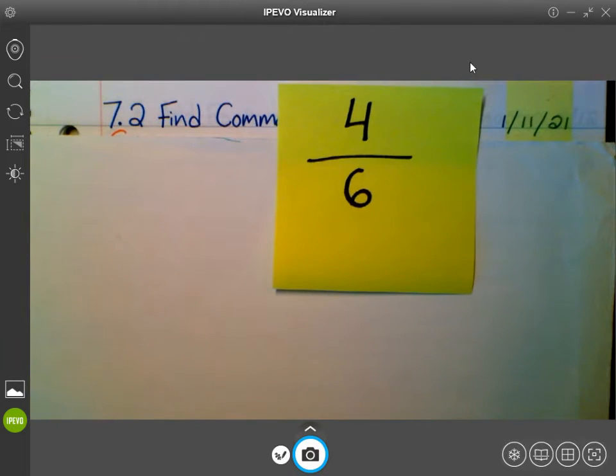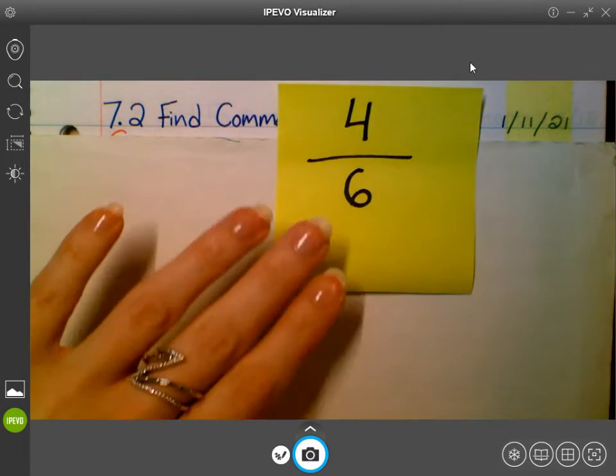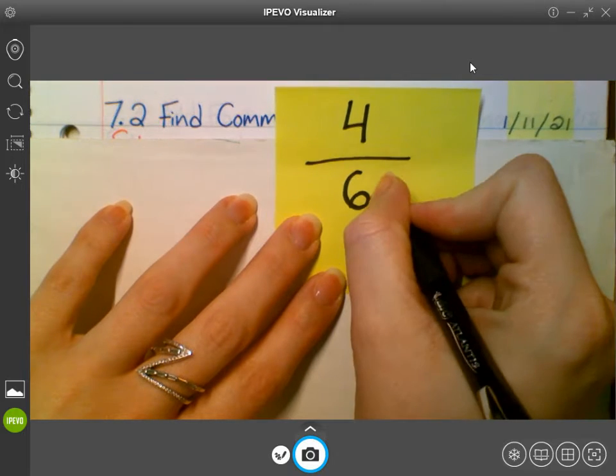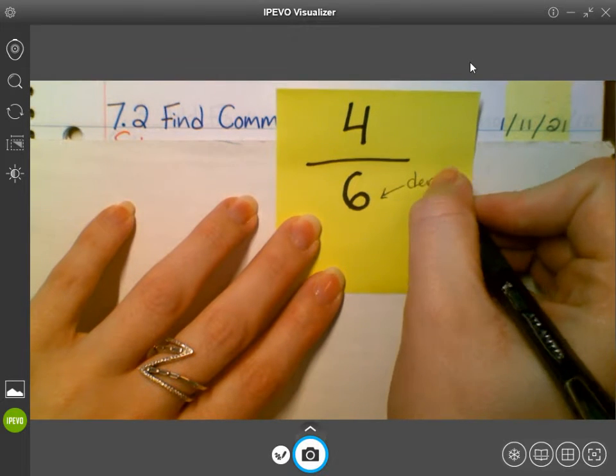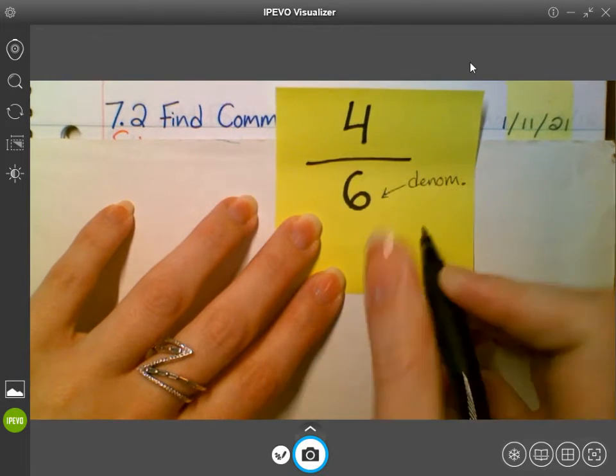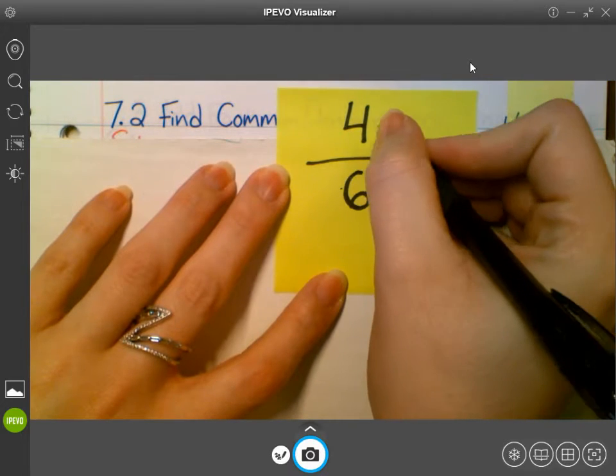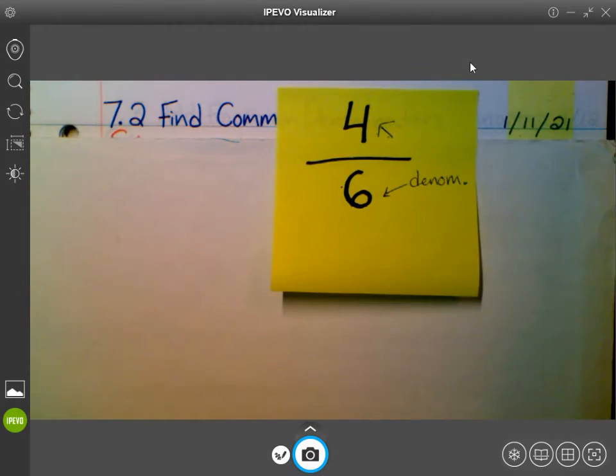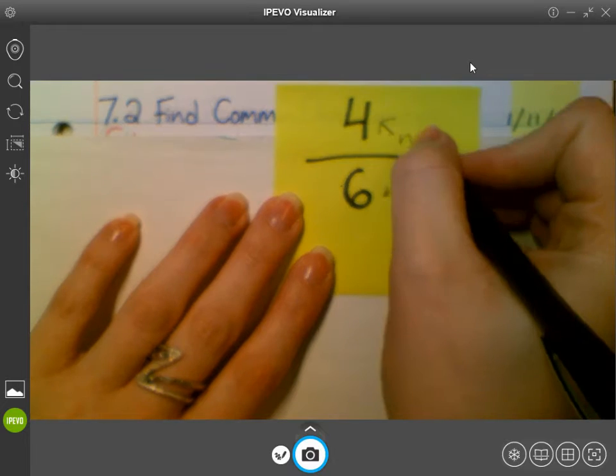All right, so 5th grade, if I put this fraction up, 4/6, I want you to raise your hand if you know which of the numbers is the denominator. On the count of 3, let's say it together. Which number is the denominator? 1, 2, 3? 6. The 6 is our denominator. I'm going to abbreviate it because I don't have room. What do we call this top number then? Numerator.